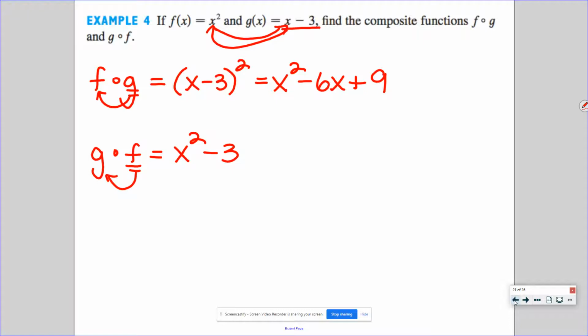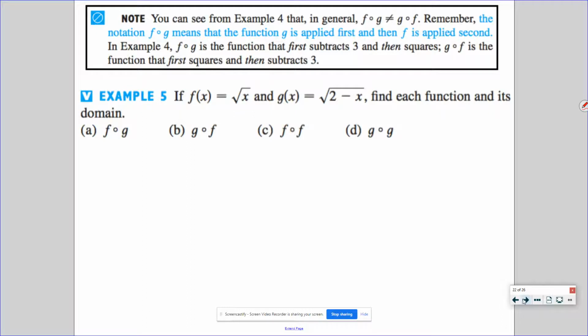f of g, or f composed with g, I got x squared minus 6x plus 9. But when I flipped it into g of f, I only got x squared minus 3. So it's not the same thing. Order does matter. Here's an example of just more of the same thing.